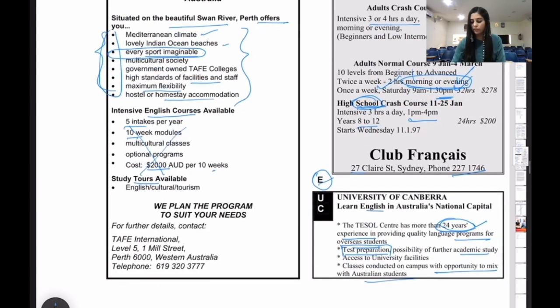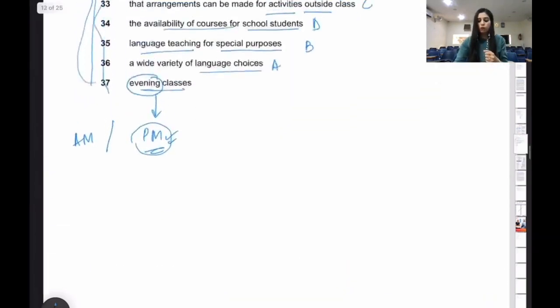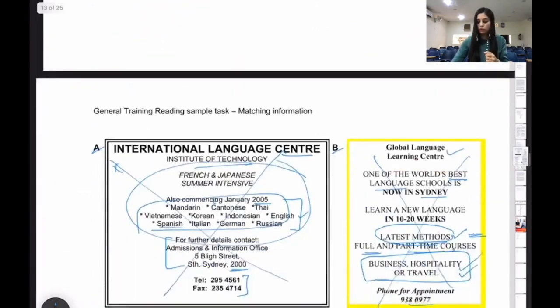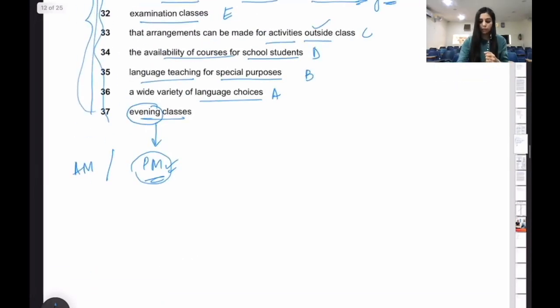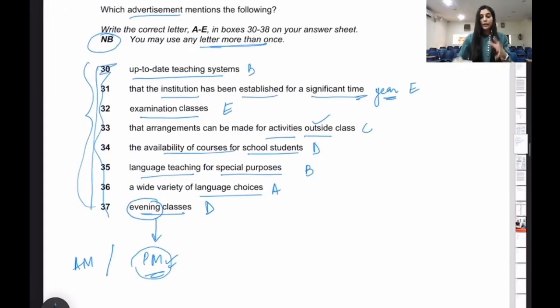We'll still check if something has been mentioned about time in E. So nothing has been mentioned, as you can see here. There's only one digit, 24 years, and that is talking about how long ago it was established and how much experience they have. So this is how you have to solve the questions. Evening classes was in D. Yeah. So I'll repeat what we did.